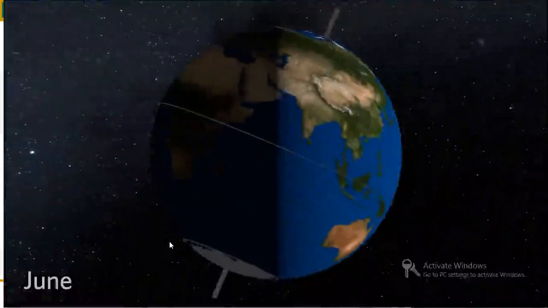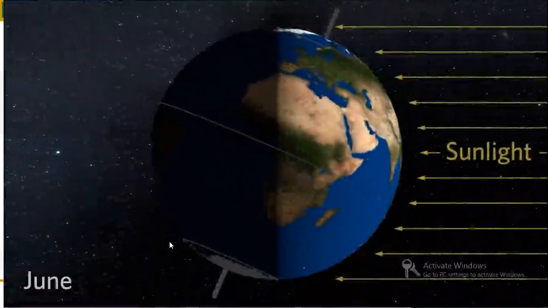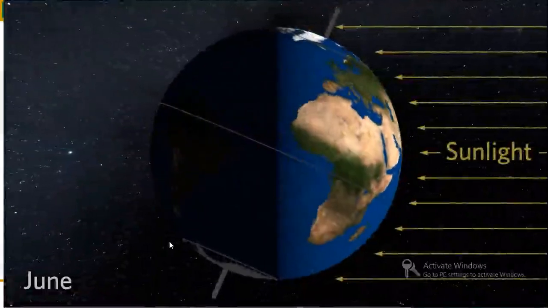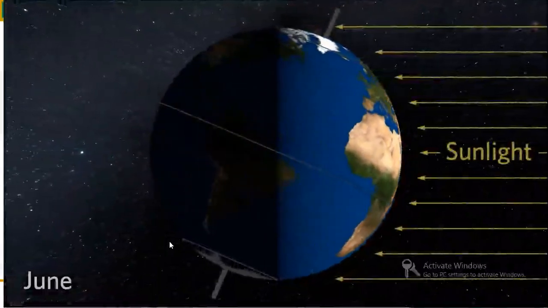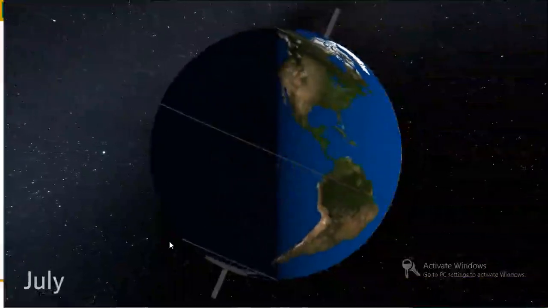The North Pole is tipping toward the Sun. Sunlight strikes the northern hemisphere more directly, and the Sun stays in the sky for a longer time. Compared to winter, summer days are warmer and the sun stays in the sky much longer.